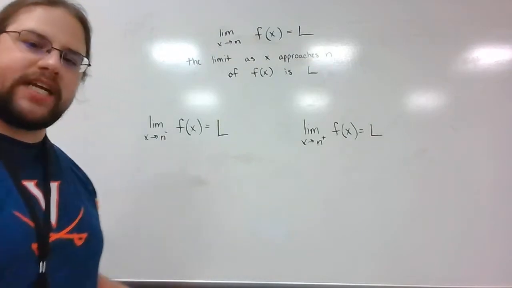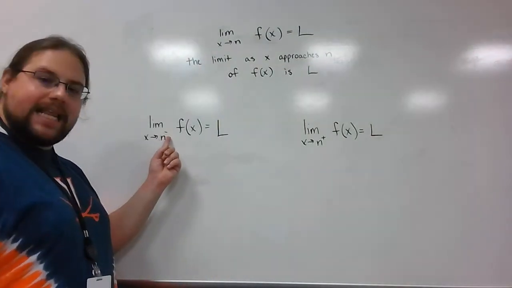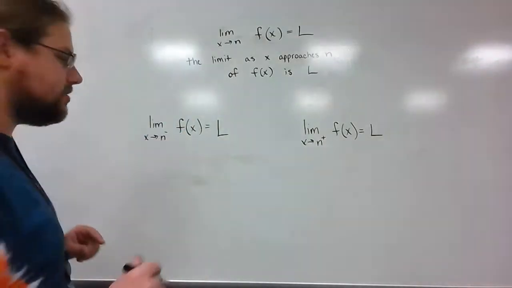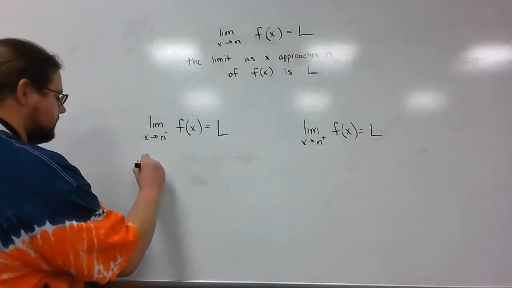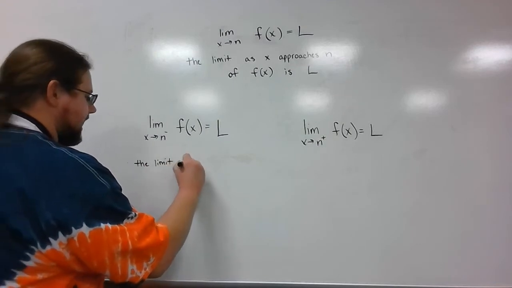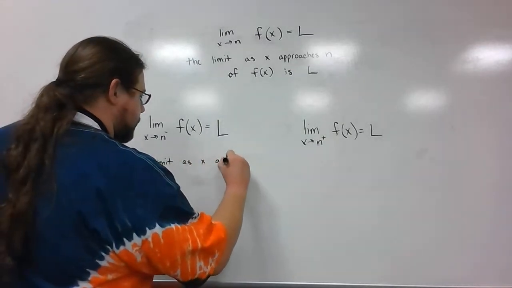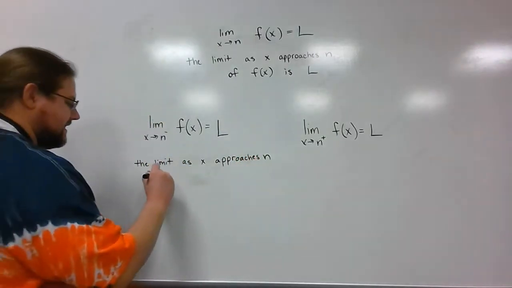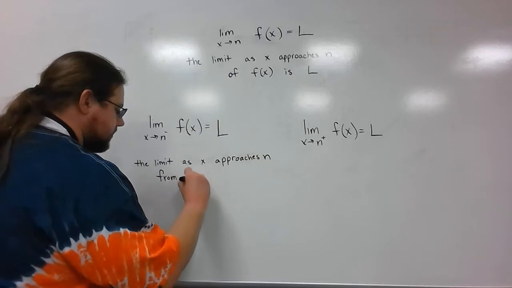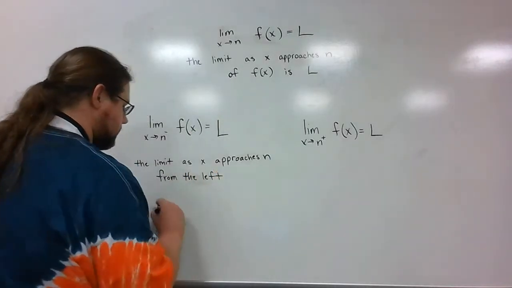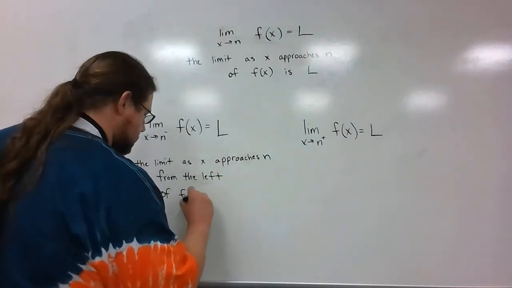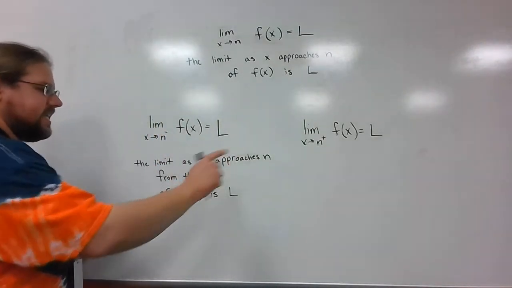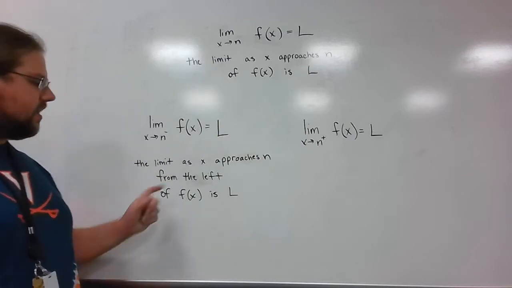I'm going to make that one small change and talk about one-sided limits. Notice I'm going to add a little minus sign or a little plus sign in the corner. I'm going to translate those into English. So the first one, the limit as x approaches n. What this little minus sign says is from the left. That's all I'm doing. So the limit as x approaches n from the left of f of x is L.